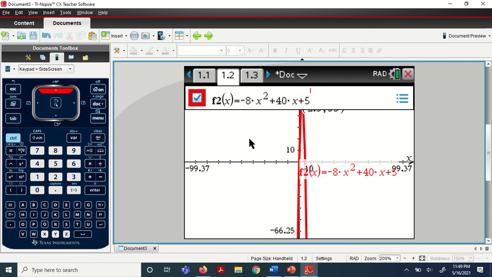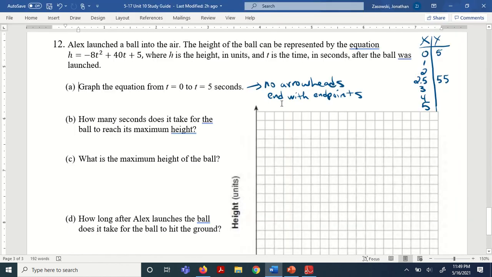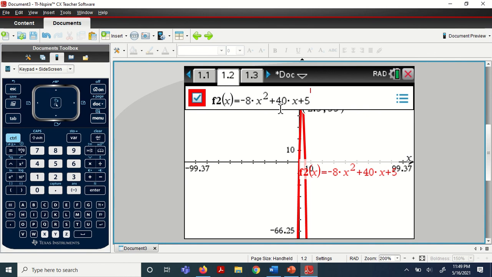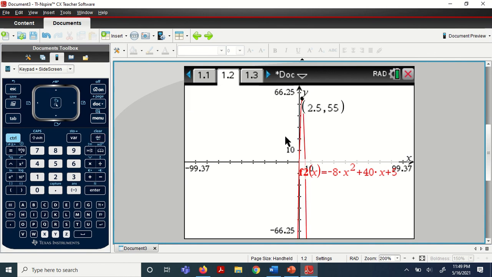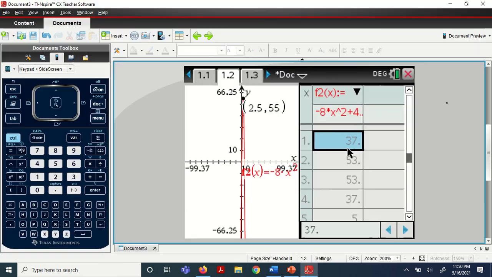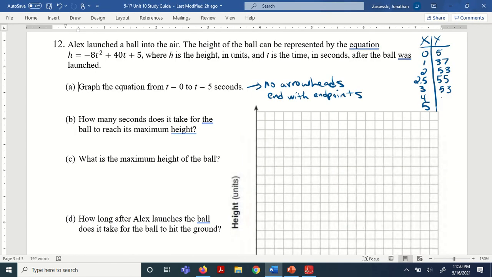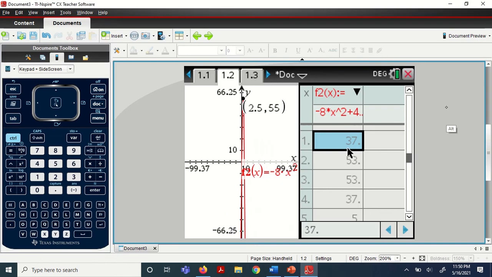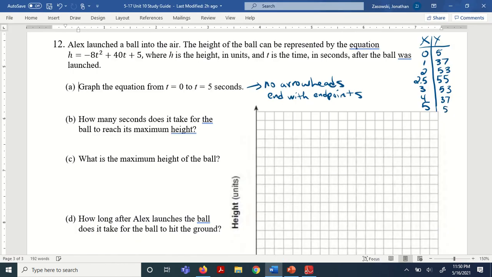I'm just checking real quick. Negative 18 squared plus 40t plus 5. Yep. Okay, just checking. I wanted to make sure that I typed that in correctly. Okay, so 1 is 37. 2 is 53. We know 2.5 is at 55, and then it's coming back down to 53. 4 is at 37, and 5 is at 5. Okay.